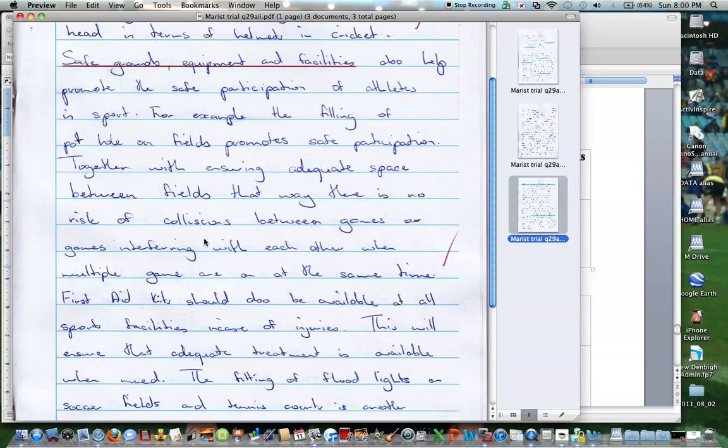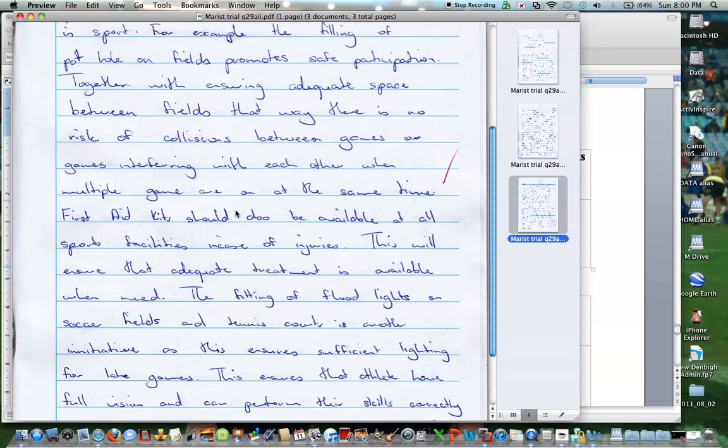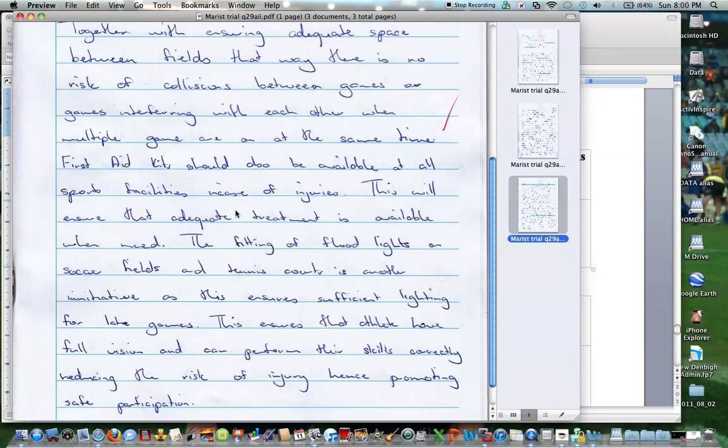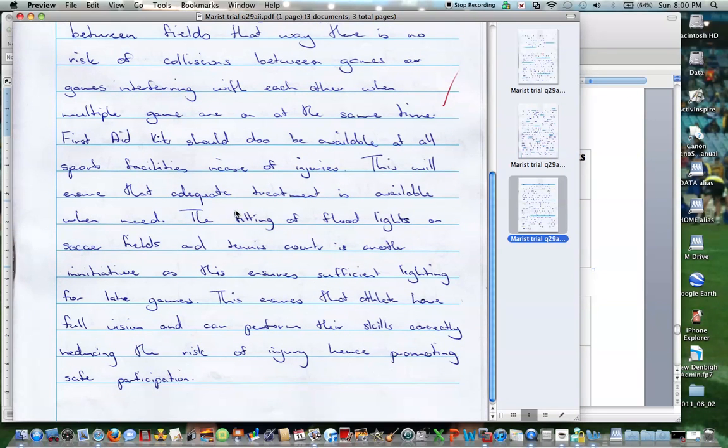Goes through, gives his information. He's got examples to support. And as I said before, he's referring back to what the question's asked him to do. So that's why this has been a very, very good answer, which is why we got 8 out of 8. And even the last paragraph: this ensures that athletes have full vision and can perform their skills correctly, reducing the risk of injury, hence promoting safe participation. That's what the question's asked him to do.